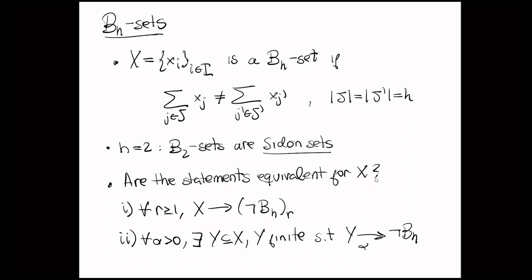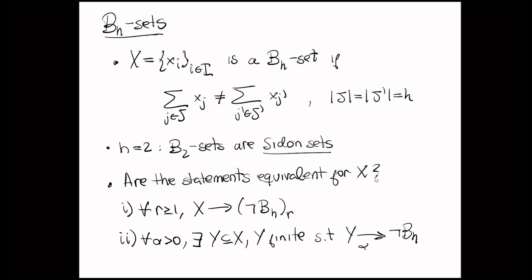The first statement is: you color x with r colors, and no matter how you color x with r colors, I find a set that is not a BH set, right? Which means that there are two collections of h elements whose sums are equal. So there will be a monochromatic solution when you have equality here of this system, right?